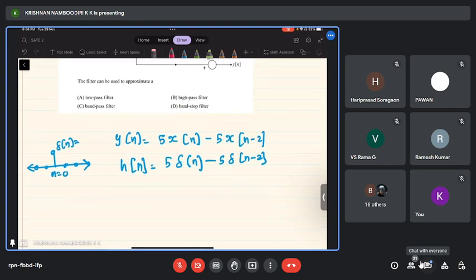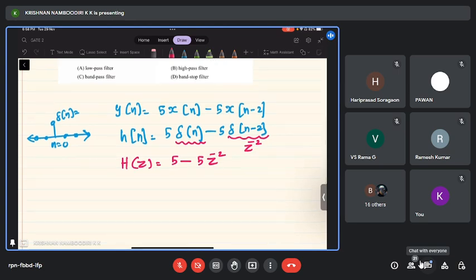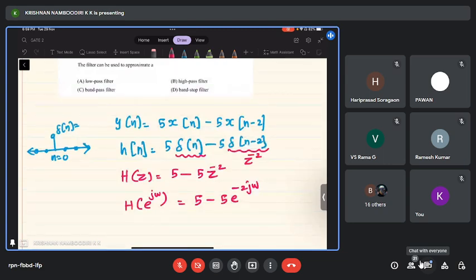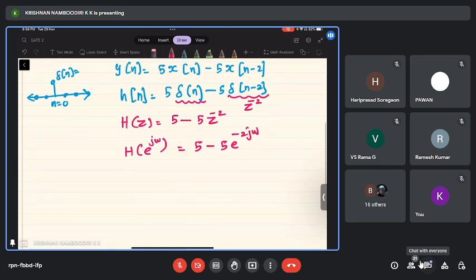So from this, we can find the transfer function H of z, that is nothing but the z transform of h of n. The z transform of delta n is nothing but 1. So 5 into 1 is 5, minus the z transform of delta n minus 2, which is z power minus 2. So this is 5 minus 5 z power minus 2. So from this, as in the previous question, we can find the frequency response H of e power j omega by substituting z equal to e power j omega: 5 minus 5 e power minus 2 j omega, correct? Now, in order to find out whether the filter is a low pass filter, high pass filter, band pass filter, or a band stop filter, you can do the following step. Okay, I will explain that.